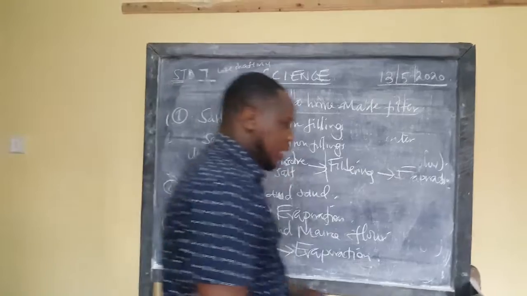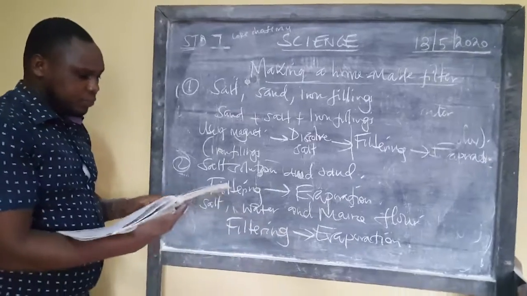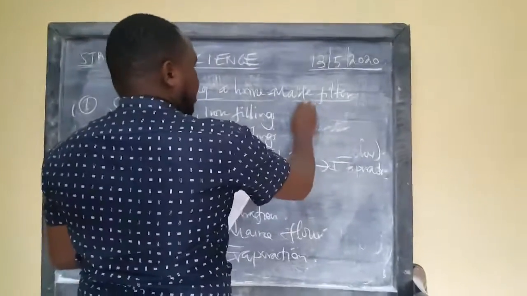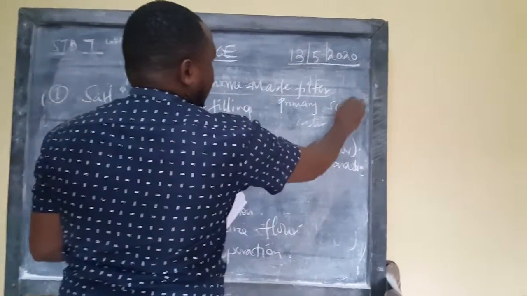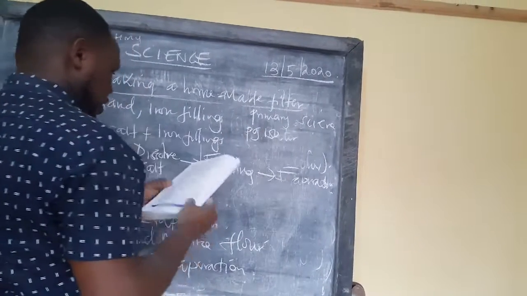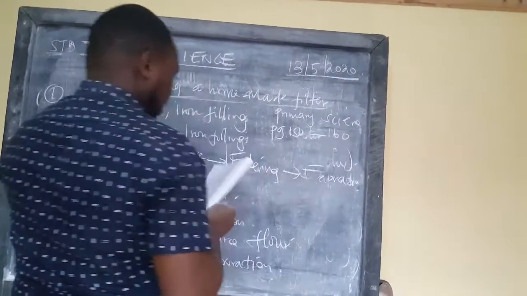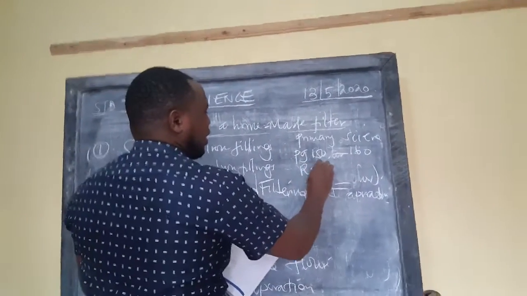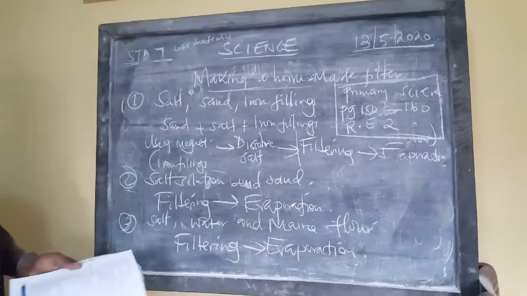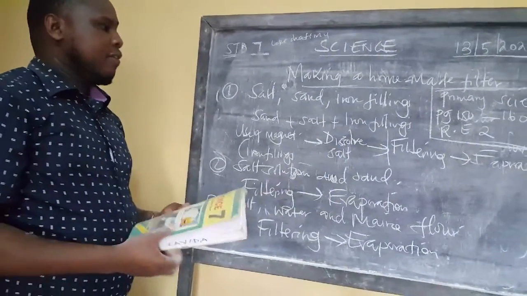So I'm going to give you some work, and the work is got from Primary Science, book 7, page 150 all through to page 160. Revision exercise 2. Kindly do that work, write the questions, and then give out the answers.